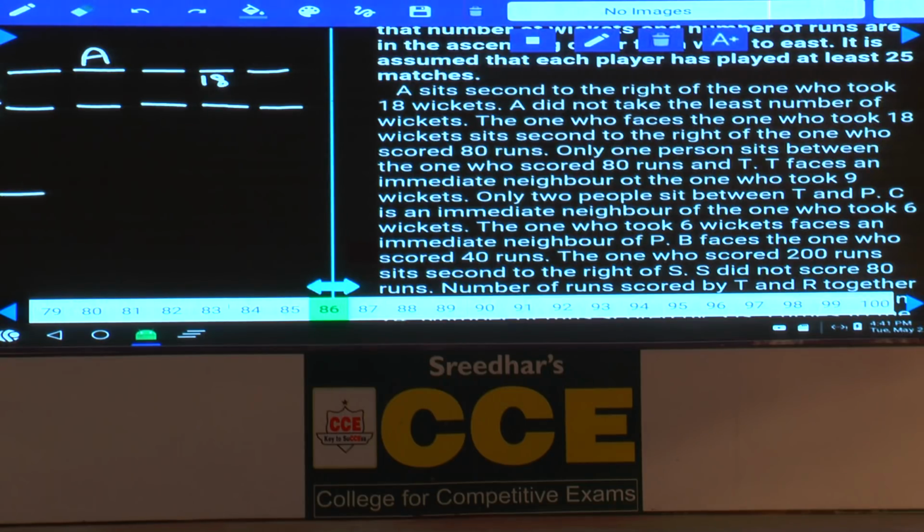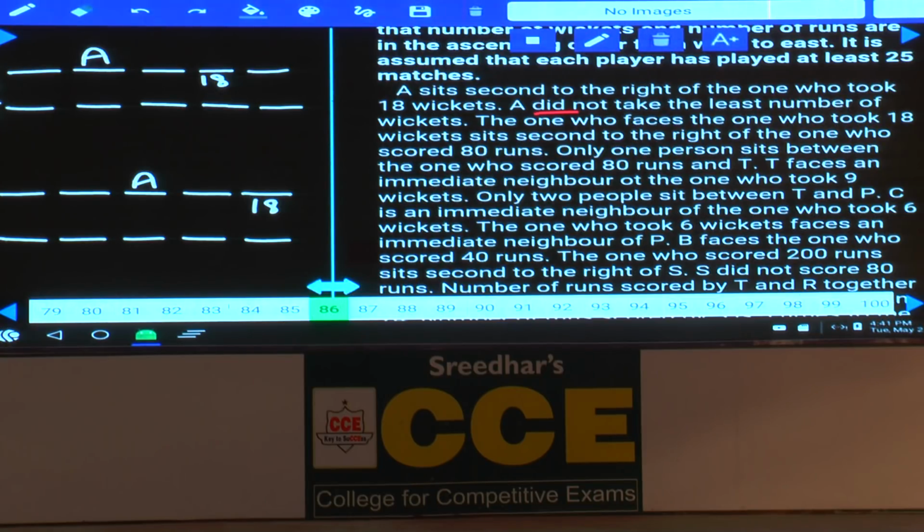Then what is the other possibility? 1, 2, 3, 4, 5. Again 1, 2, 3, 4, 5. A cannot be at an extreme end. A did not take the least number of wickets, which means A cannot be at the left extreme, because all the persons were seated in the ascending order of their wickets. Then if 18 is here, then A can be here.